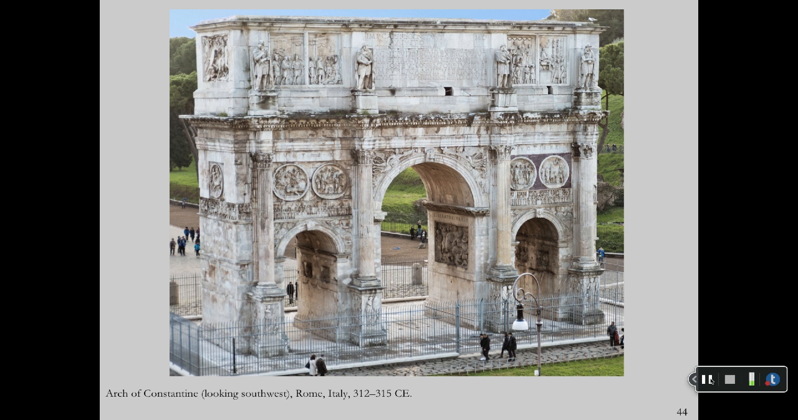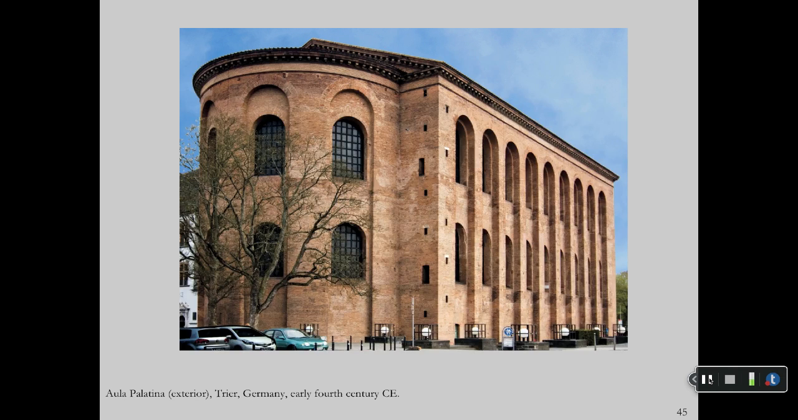The Arch of Constantine in Rome. Constantine and Licinius, a co-emperor of the East, issued the Edict of Milan, ending the persecutions of Christians. Constantine was baptized on his deathbed in his new capital at Constantinople.